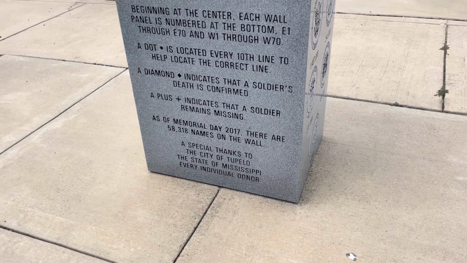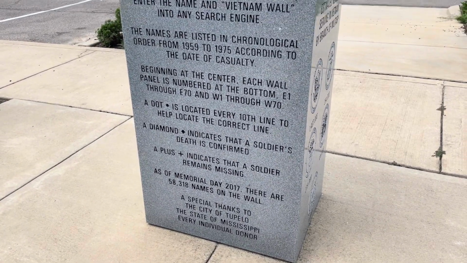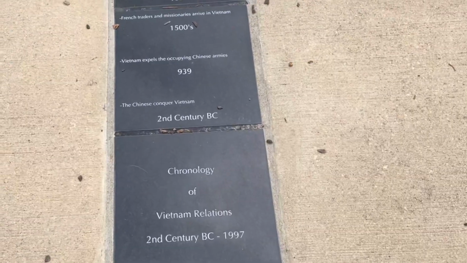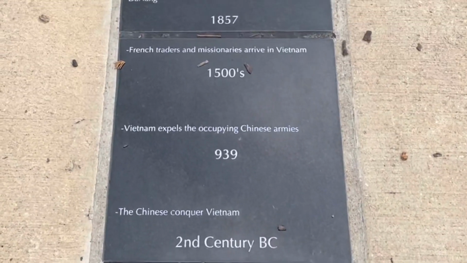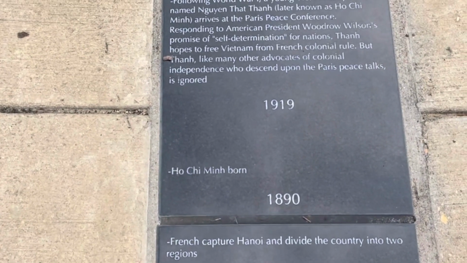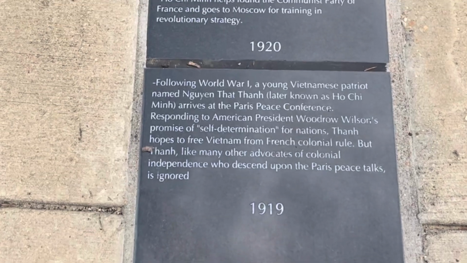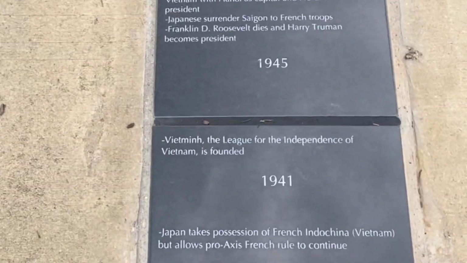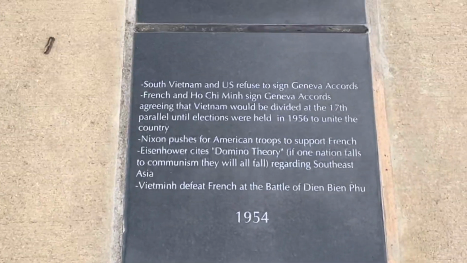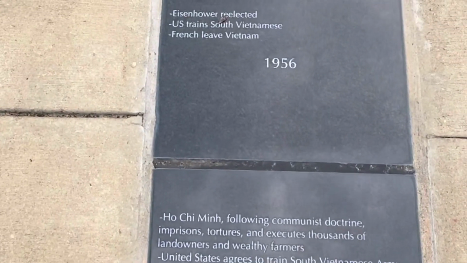The French attack Da Nang in 1857. South Vietnam becomes part of the French Empire in 1867. In 1883, the French capture the capital city of Hanoi and divide Vietnam into two regions. Ho Chi Minh was born in 1890. Following World War I, Ho Chi Minh arrives at the Paris Peace Conference.